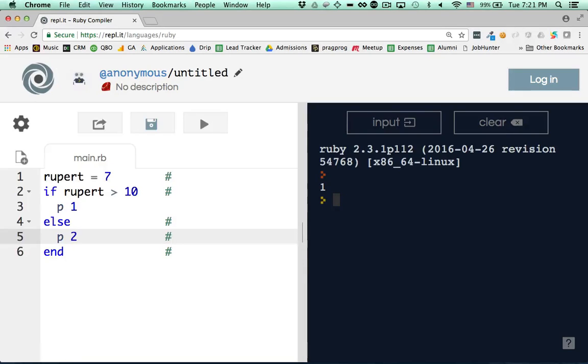Yep, so they're the same concept of skipping, but now we're introducing a fork in the road, right? Either do this or do that, just one. Any questions? Okay.